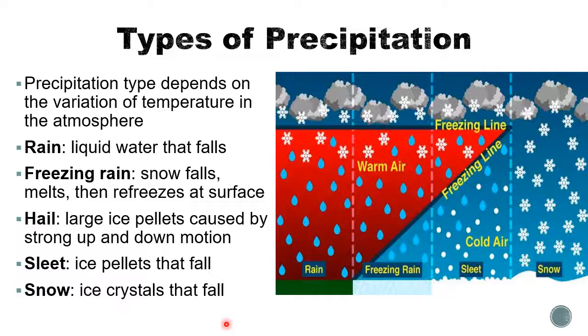The other type of precipitation we have is hail. These are going to be large ice pellets caused by strong up and down motion. In other words, you have freezing as it's falling, and then the winds are going to be so strong that they're going to pull it back up, and it's going to collect more rain, and it's going to freeze even more. Okay? Those are only associated with very large thunderstorms.